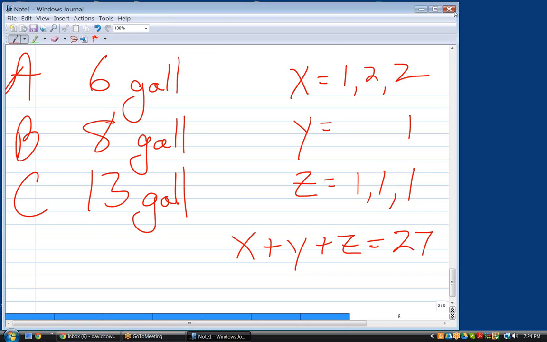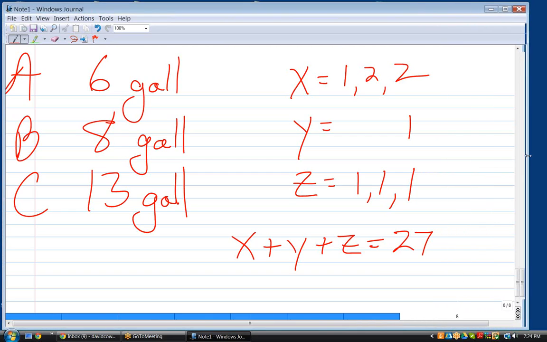It's an interesting word problem. I've got to think about it a second. I don't think it's that hard, but let me think for a moment here.